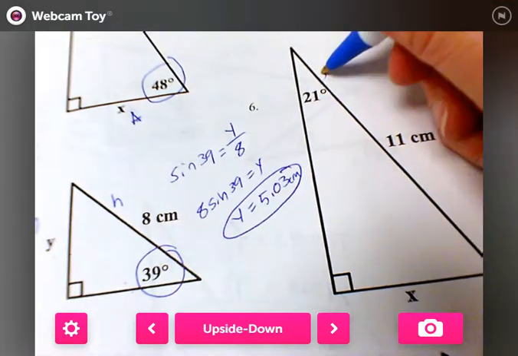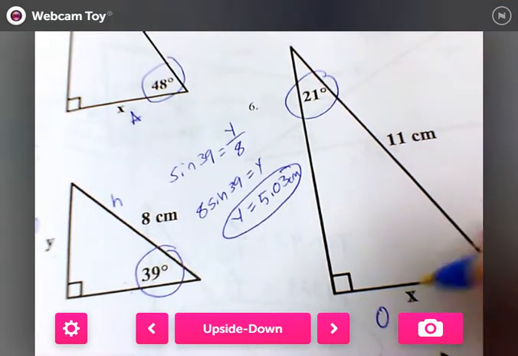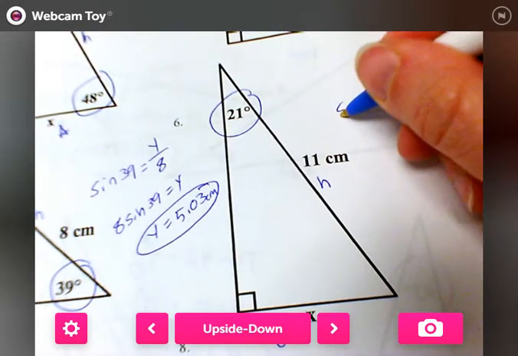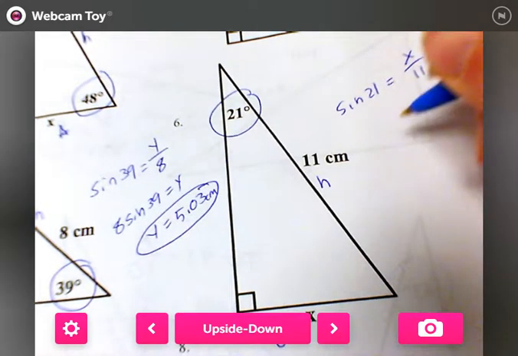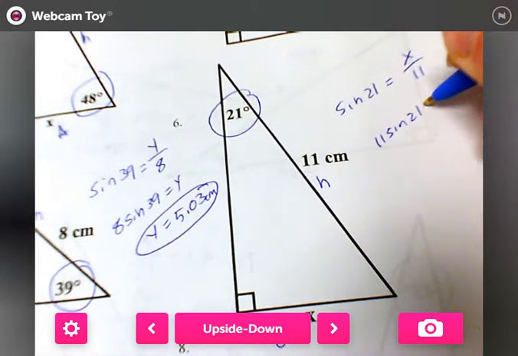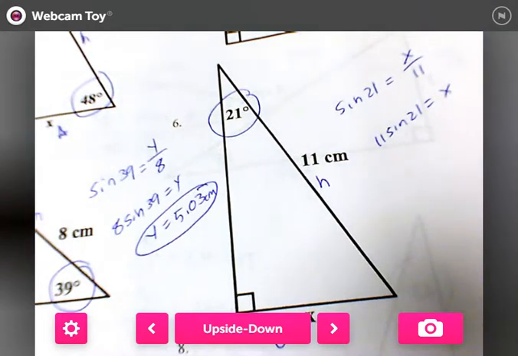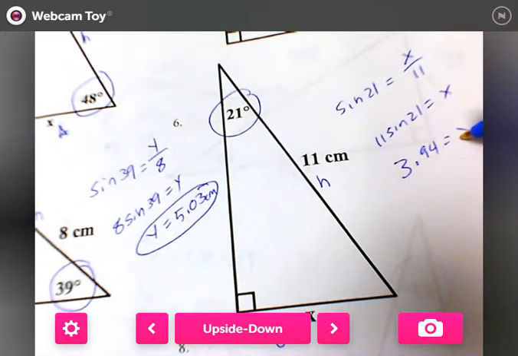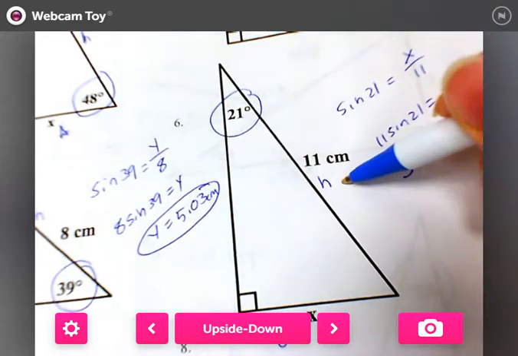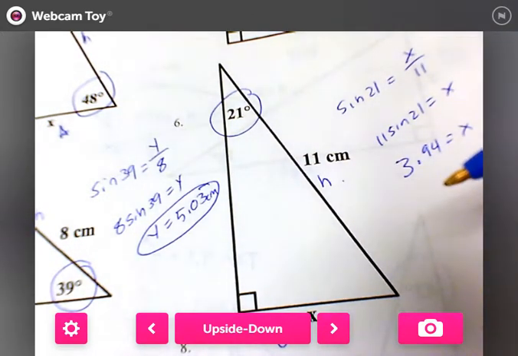Number 6, this is my angle, this is my opposite, this is my hypotenuse, so again I'm going to use sine. Sine of 21 equals x over 11, so 11 sine 21 equals x. You thought what? It depends on what we're looking for. So since this is the opposite and the hypotenuse, you have to use sine. If it was adjacent to the hypotenuse, you have to use cosine.